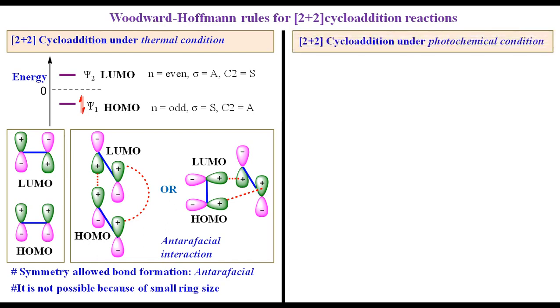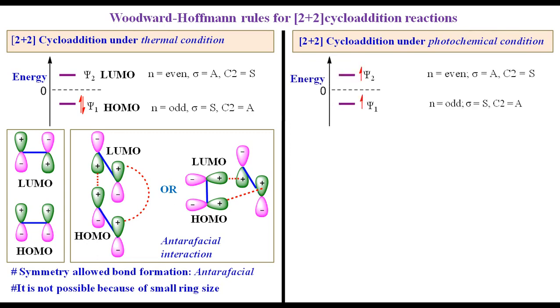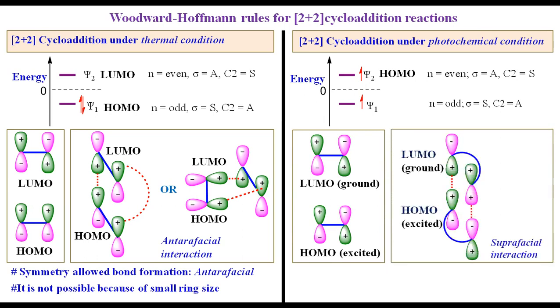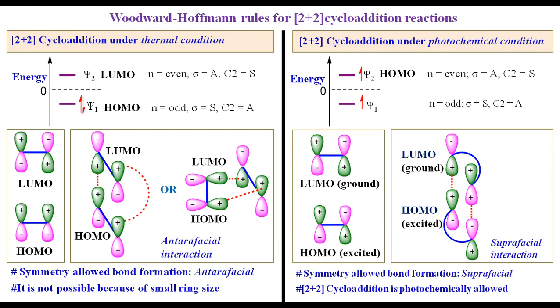Under photochemical condition, one of the two pi electrons from Psi1 jumps to Psi2, making Psi2 as HOMO. Symmetry of HOMO of excited molecule and LUMO of ground state molecule are the same. So, the allowed bonding interaction will be suprafacial. That will allow the formation of cyclobutane ring. So, 2 plus 2 cycloaddition is photochemically allowed.